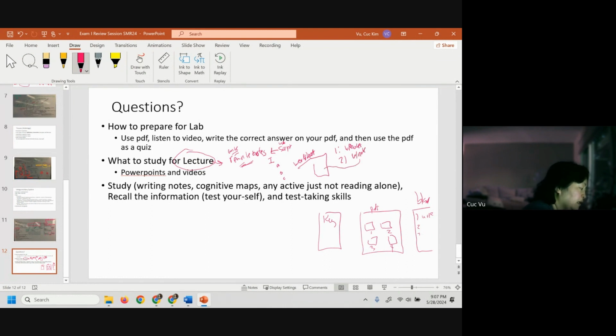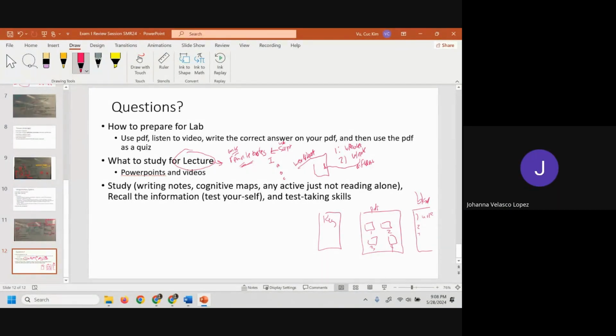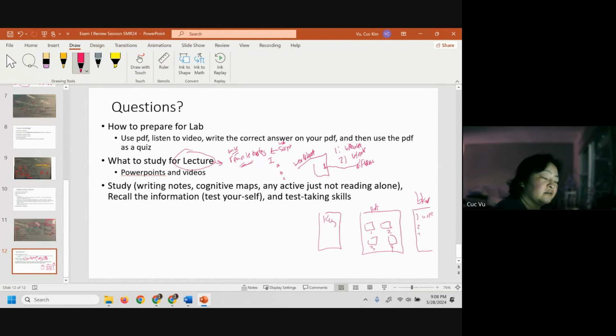And then you're going to fill in what information you've missed. And I would suggest in a different color so that you can actually mentally see what you knew from what you don't know. So that's a way of assessing. And then that way you can focus on what currently hasn't been stored in there yet. Okay. So writing your notes, using cognitive maps, any active learning, study groups, just don't read. Statistically, if you read something, you're only going to remember it for like 24 hours. Okay, it does not go into your long-term memory. So be active in your studying.